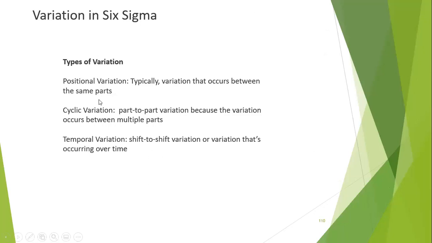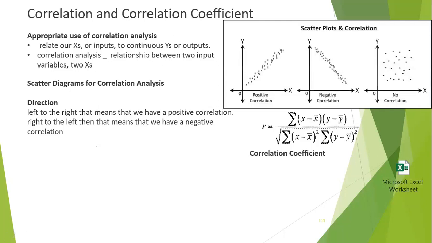That's the three types. One is positional variation, and the other is cyclic variation. The third one is temporal variation. These are all the three types of variations. And correlation and the correlation coefficient, this is what we covered 2 weeks before. So I told you, right?